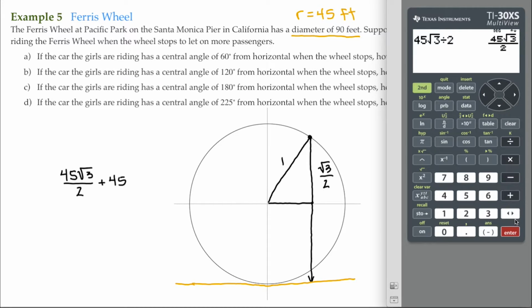Now I have these double arrow keys. I use the TI-30 calculator. I have these double arrow keys, and when I hit that, it gives us the approximation of 45 root 3 over 2, which is approximately 38.97 feet. That's this distance right here.